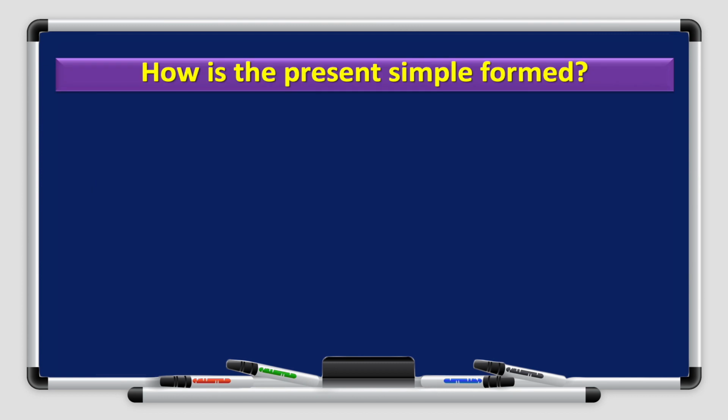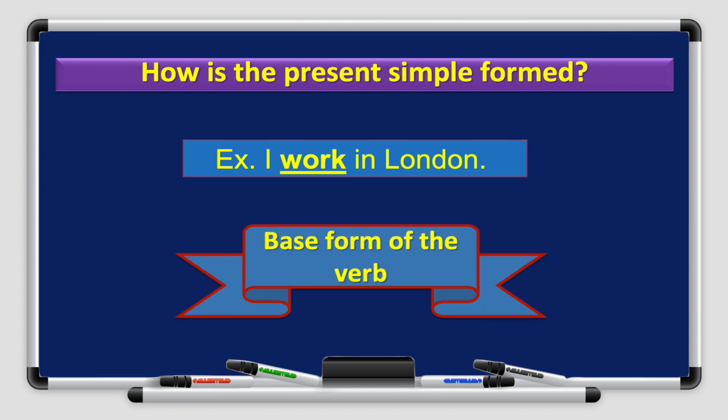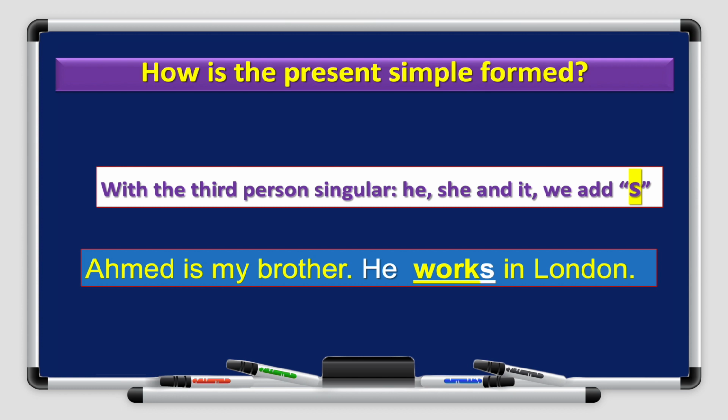How is the present simple formed? Let's take this example. I work in London. Let's look at the verb work. It is the base form of the verb. So you are going to use the base form. For example, work, drink, eat. That's the part of the verb that you're going to focus on. There is one thing that we do when using the third person singular in the present simple tense. When you use the third person singular, he, she, and it, you add an S to the base form of the verb. So you will have something like, Ahmed is my brother. He works in London. What did we do here? We added an S to the base form of the verb.